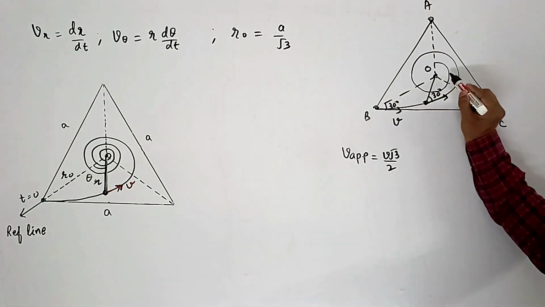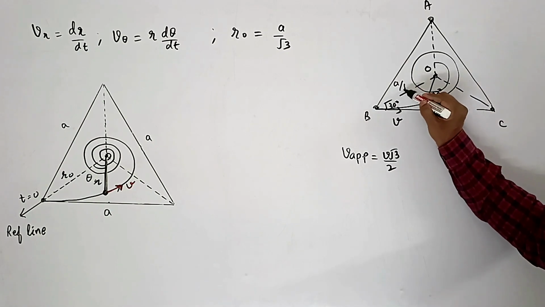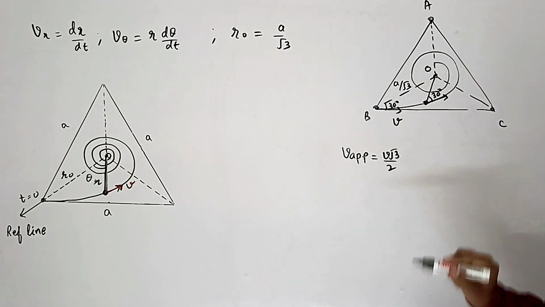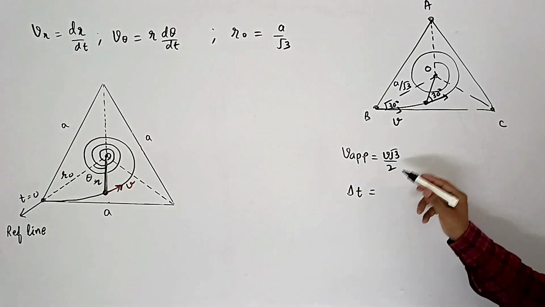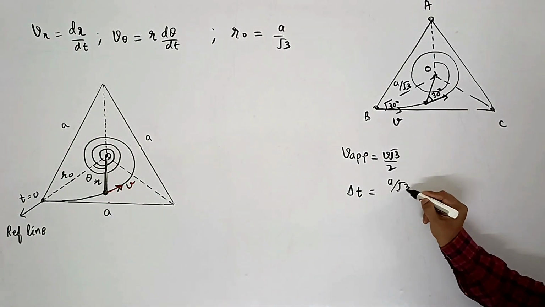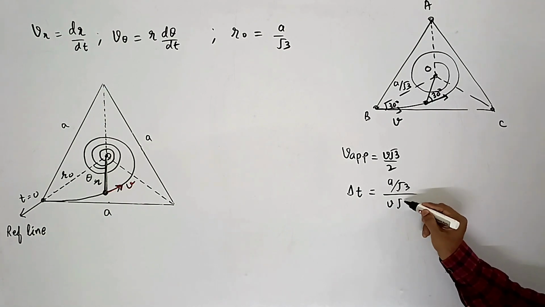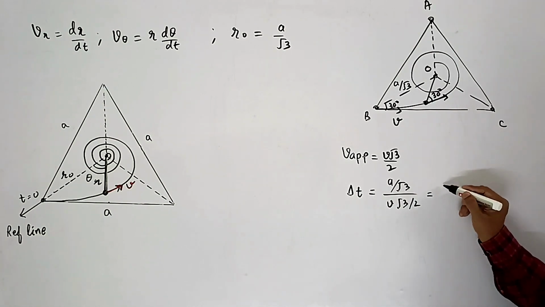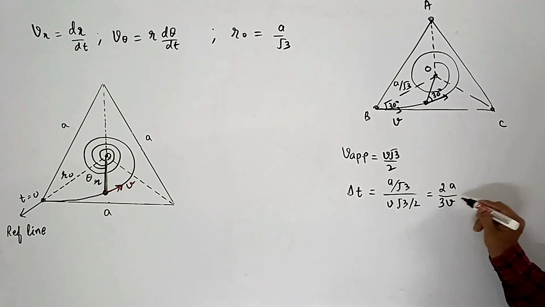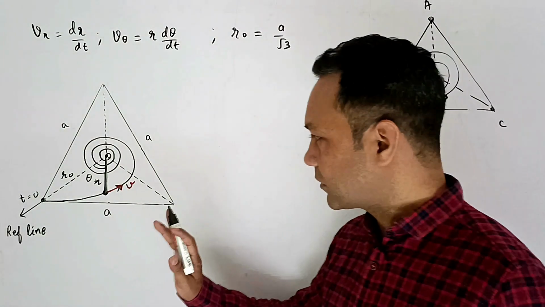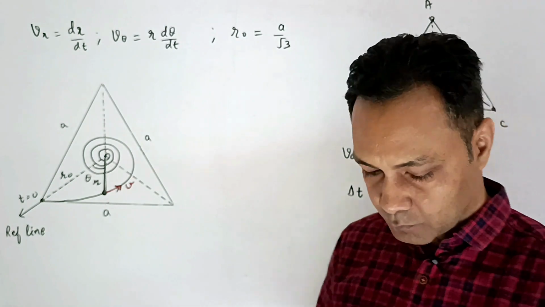So what was the initial separation? This was A by root 3, and the velocity of approach is constant. So the time of collision will be the initial separation, A by root 3, divided by V root 3 by 2. So again we get 2A by 3V by another method. This thing I am going to apply here.